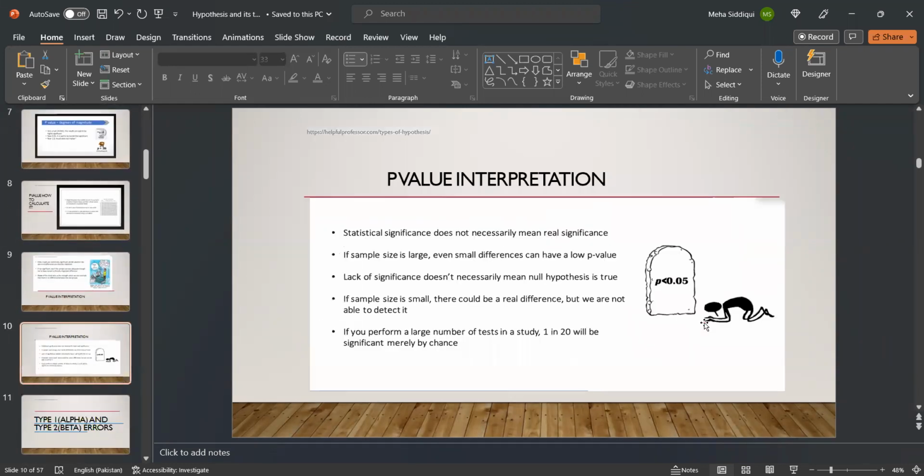Again, statistical significance does not necessarily mean real significance. If sample size is large, even small differences can have a low p-value. Lack of significance does not necessarily mean the null hypothesis is true. If sample size is small, there could be a real difference, but we are not able to detect it. So if you perform a large number of tests in a study, 1 in 20 will be significant merely by chance.